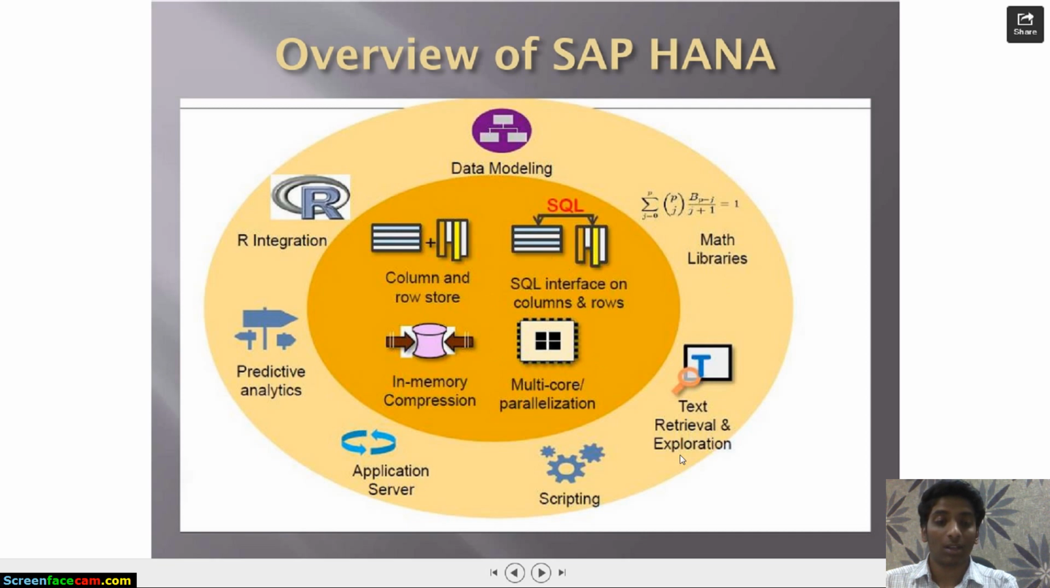On the other side, we have math libraries, text retrieval and exploration, scripting, the application server, predictive analytics, and R integrations. Text retrieval and exploration, again, covers the feeds, that is the feeds from tweets or Facebook feeds, where there is a lot of analysis being done. They retrieve data from these feeds and analyze it. This is all done through the in-memory database or SAP HANA. So it goes through the entire file, picks out the keywords, and from that we draw conclusions. Say the word Hinduism or extremists, or some personality, say Obama, or any celebrity whose name was used in a larger number of feeds, we can make such analytics as well.